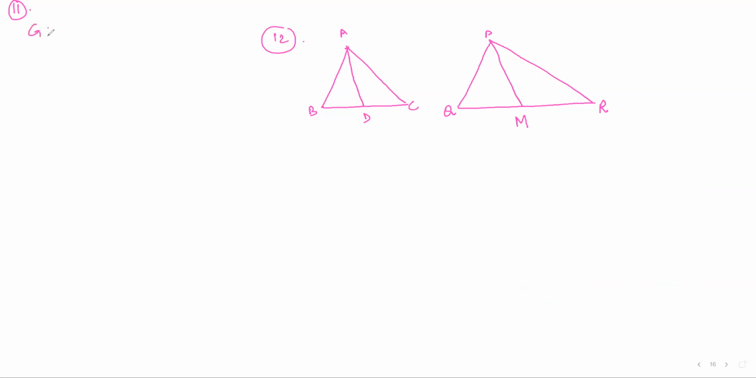So first of all, it is given that BD is equal to DC, and it is also given that QM is equal to MR because they are medians. So this thing is given. Next, it is also given that AB is proportional to PQ. So AB upon PQ is equal to BC upon QR is equal to AD upon PM. So if you read the question, this is given.